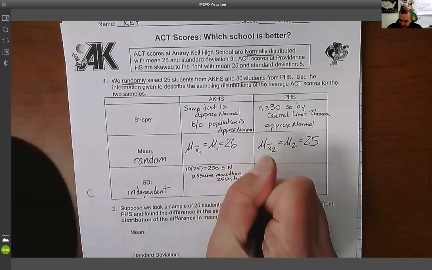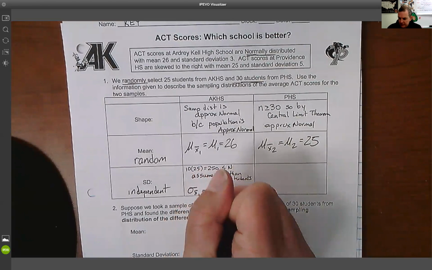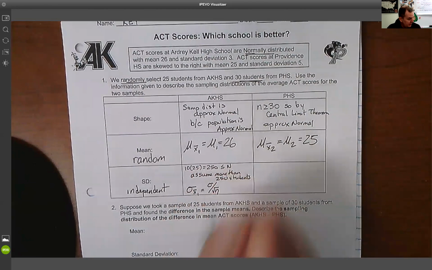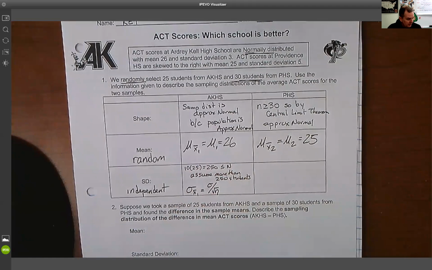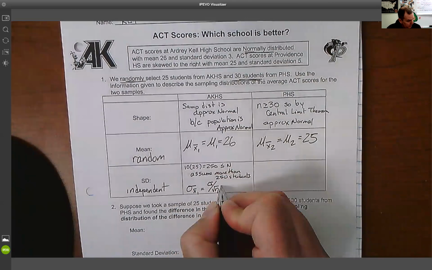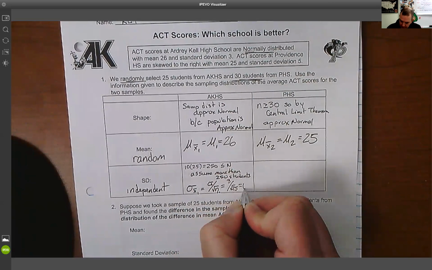That allows us to use a much easier formula: the population standard deviation divided by the square root of the sample size. For this first one, that's 3 divided by the square root of 25, which is about 0.6.